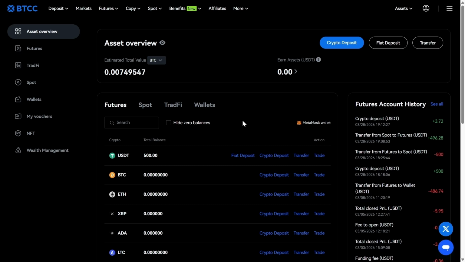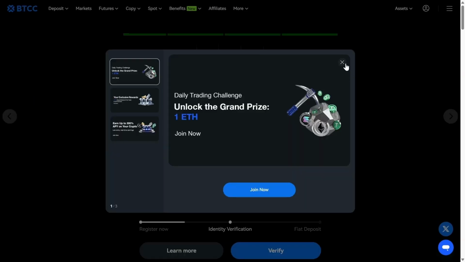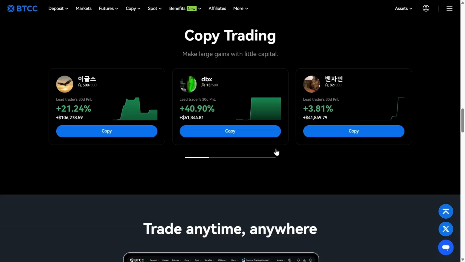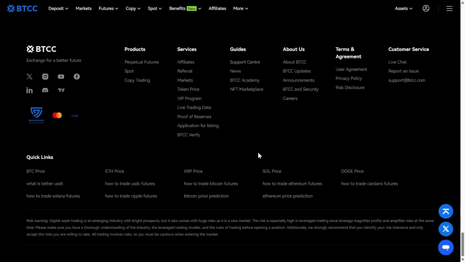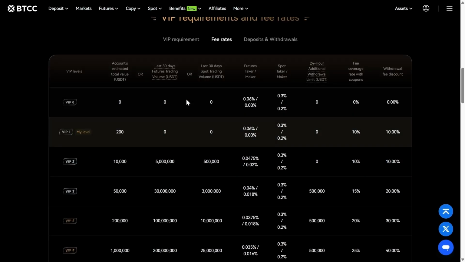The next thing we want to do is look at the fees that BTCC charges for trading. So we just need to head to the bottom, click on VIP program, scroll down a little bit, and we can now see the fee rates. We're going to look at the base fees for futures. The taker fee is 0.06% and the maker fee is 0.03%. Taker fees apply when you execute a market order, while maker fees apply when you place a limit order.